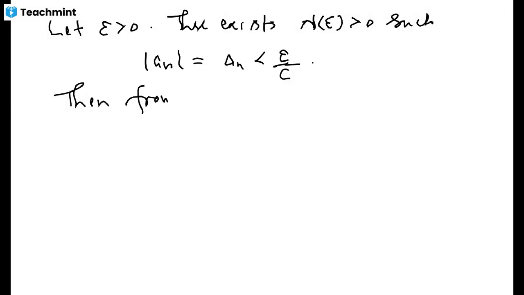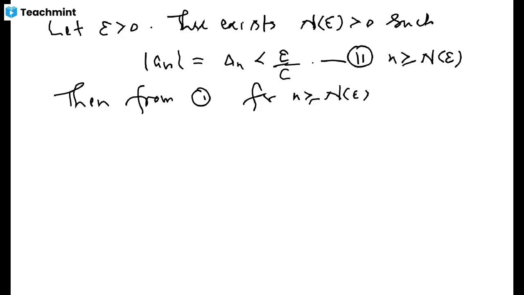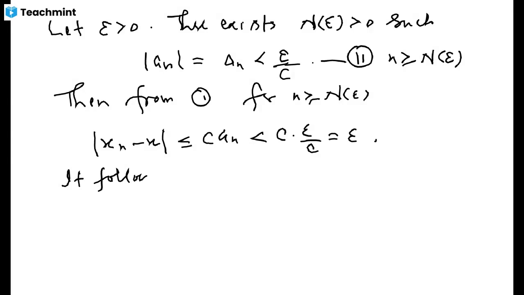Then from the first inequality, for n greater than or equal to n epsilon, since the second inequality is true for every n larger than or equal to n epsilon, we have mod of xn minus x less than or equal to c times a n, which is less than c times epsilon upon c, which is equal to epsilon. Hence, for any epsilon you choose, you get a positive number n epsilon such that the distance of xn from x is smaller than epsilon. And hence, by the definition of convergence, it follows that the sequence xn converges to x. This proves this small result, and it has far-reaching consequences.